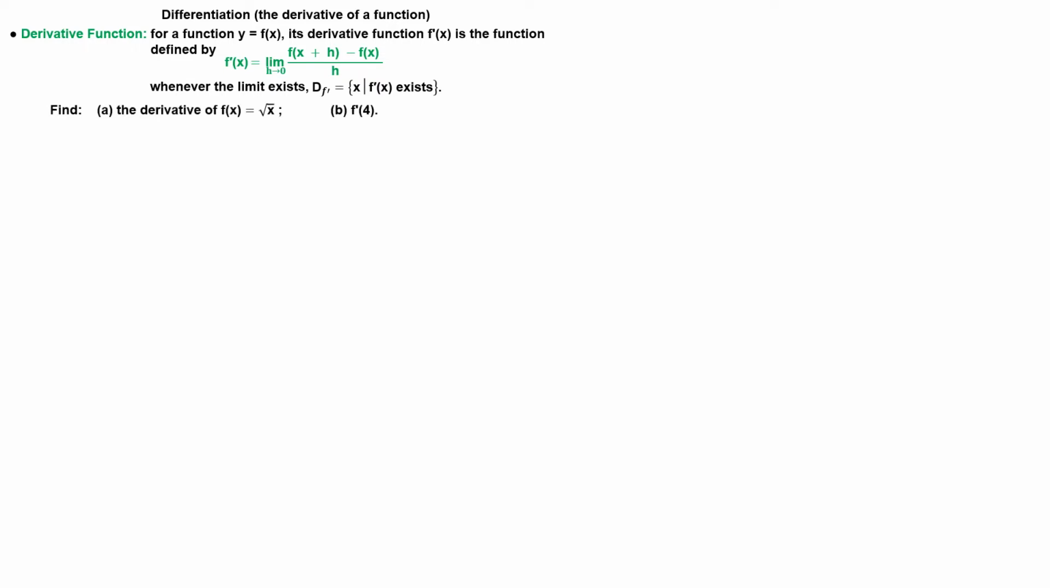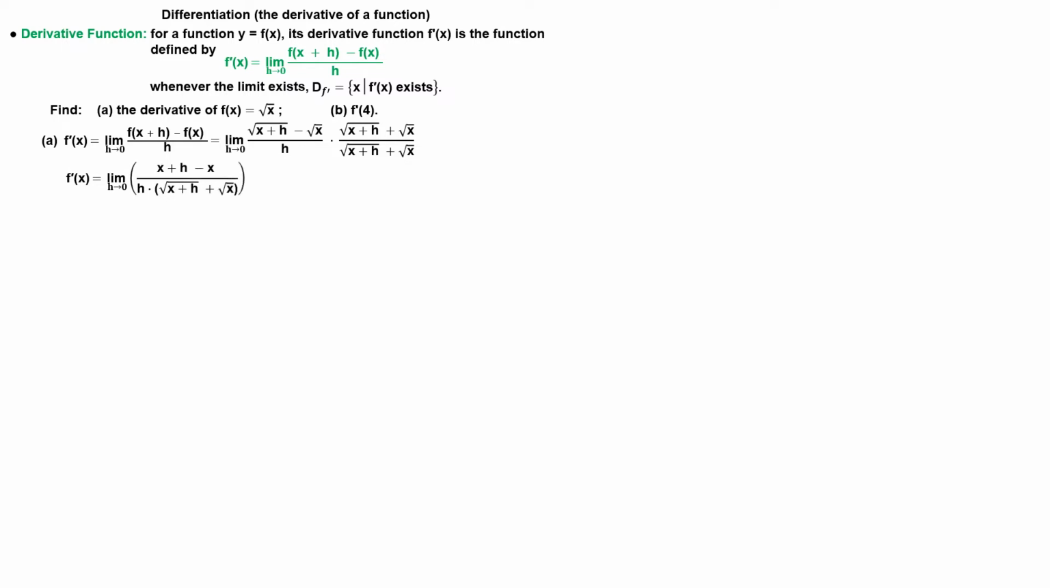To solve item A, we apply the definition of derivative function. The difficulty is in realizing that we need to rationalize the numerator. Carrying out the multiplication, we have the following. To solve item B, we replace x with 4.